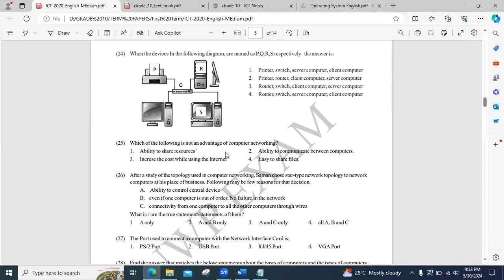Now the next question is: which of the following is not an advantage of a computer network? Ability to share resources, yes, advantage. Able to communicate between computers, yes, correct, advantage. Increase the cost while using the internet, no, that is not an advantage. So definitely that is the answer. So 25 is 3.